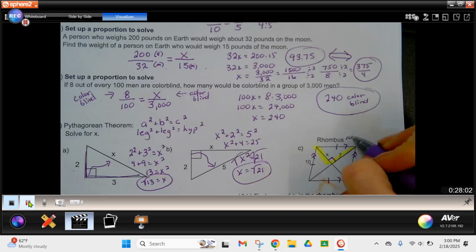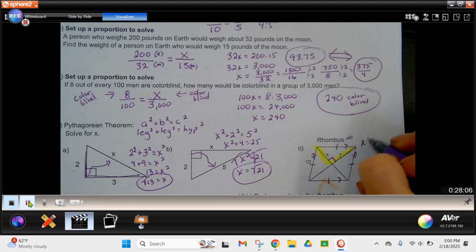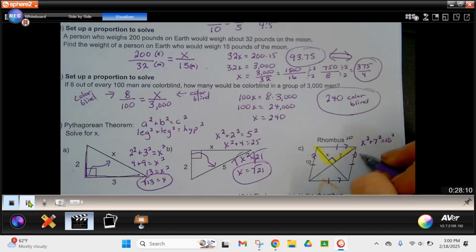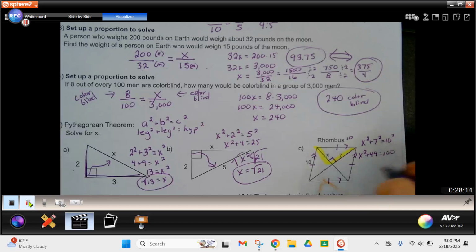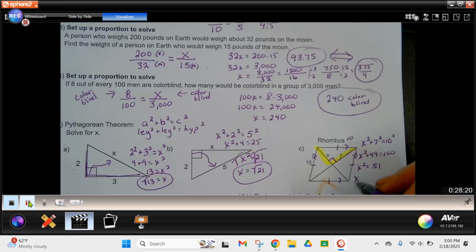So this is 10. All right, so if I'm going to write my Pythagorean theorem, it's going to be x squared plus 7 squared equals 10 squared. So that's x squared plus 49 equals 100. And then x squared equals 51. And then take the square root, and we get x equals the square root of 51. Okay.